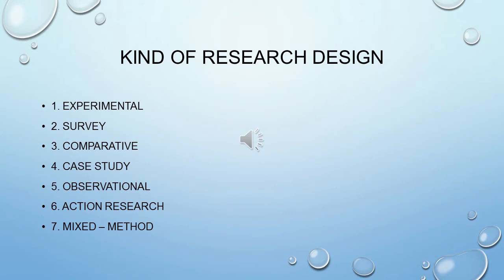Okay, so for the next one, kinds of research design. For the first, experimental. For the second, survey. For the third, comparative. For the fourth, case study. For the fifth, observation. For the sixth, action research. And for the last one, mixed method.